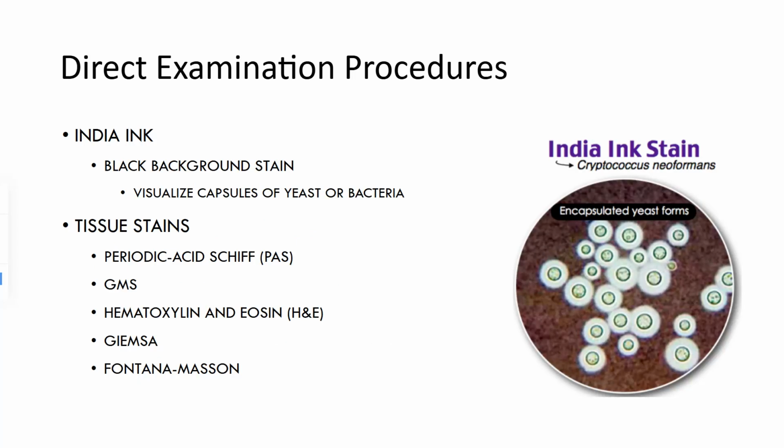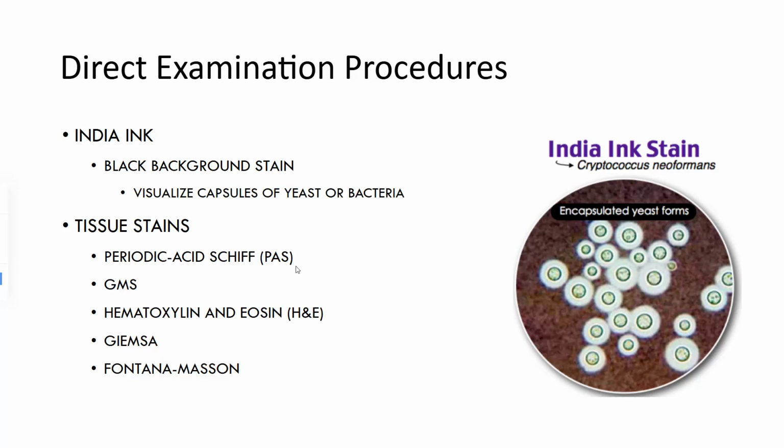India ink. India ink is a negative stain that will stain the background, and that allows you to visualize the capsules of yeast or bacteria. This is a picture of an encapsulated yeast, Cryptococcus neoformans.